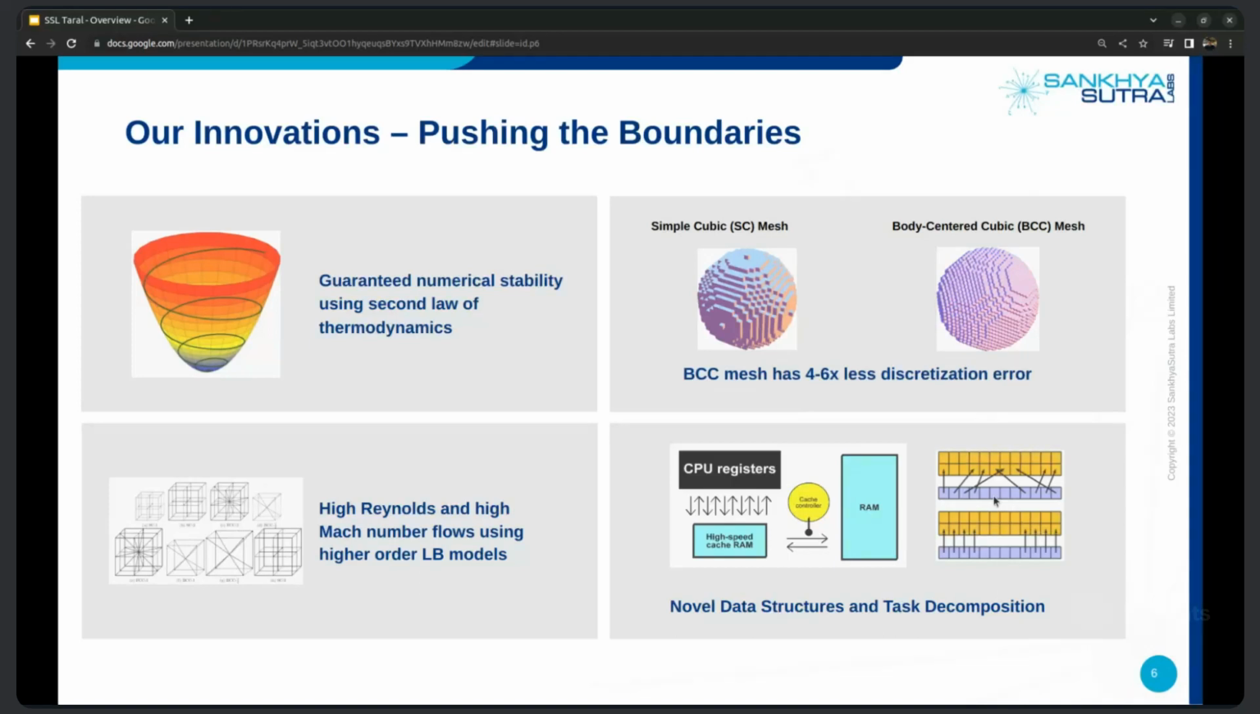Now, in addition to all this, what ties it all together is that we have developed a novel data structure that is tailored towards parallel processing. LBM inherently is already quite suitable to parallel processing. And with the use of our novel data structure and the concept of structures of arrays of structures, we have made the task decomposition over a multi-node environment more stable and efficient, and hence this speeds up our computations as well.